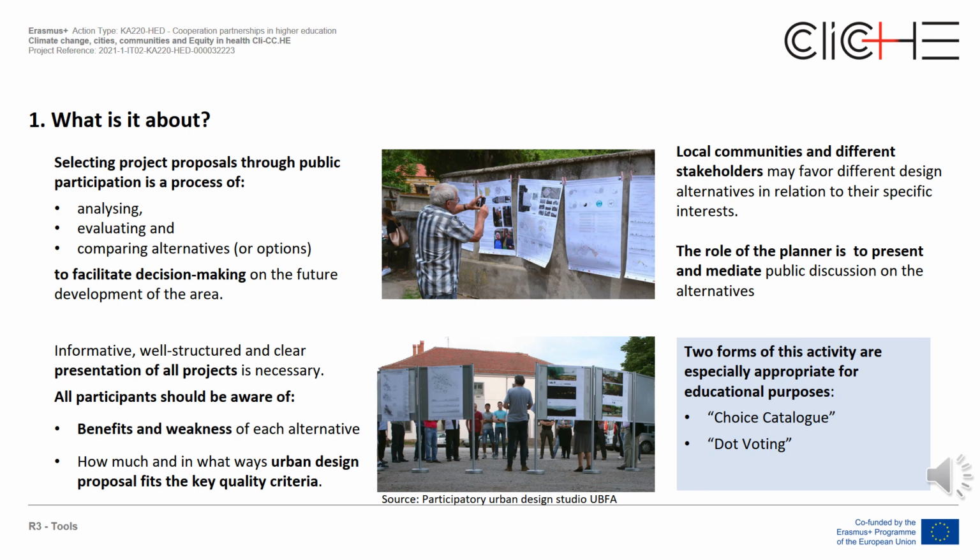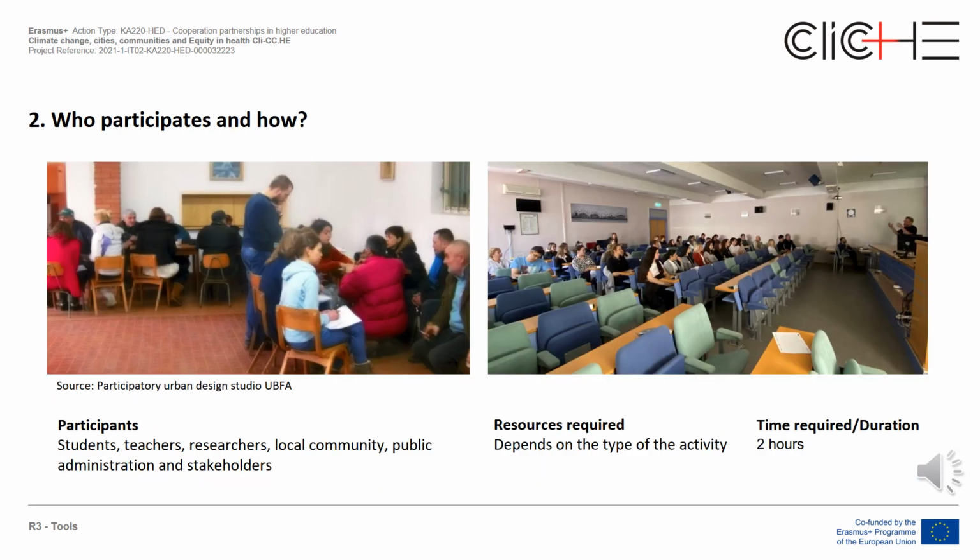Different participatory tools can be used for selecting project proposals depending on purpose and type of projects, participants included, and time available for the activity. Choice catalog and dot voting are two forms that are especially appropriate for educational purposes. Participants in this activity are students, teachers, researchers, but also local community, public administration, and stakeholders. Resources required depend on the activity, and the time required depends on the complexity of the task. Usually it takes 2 hours, but it can be more.